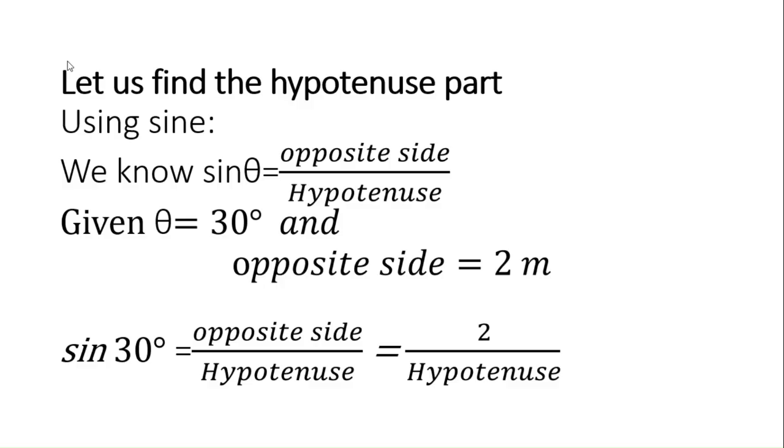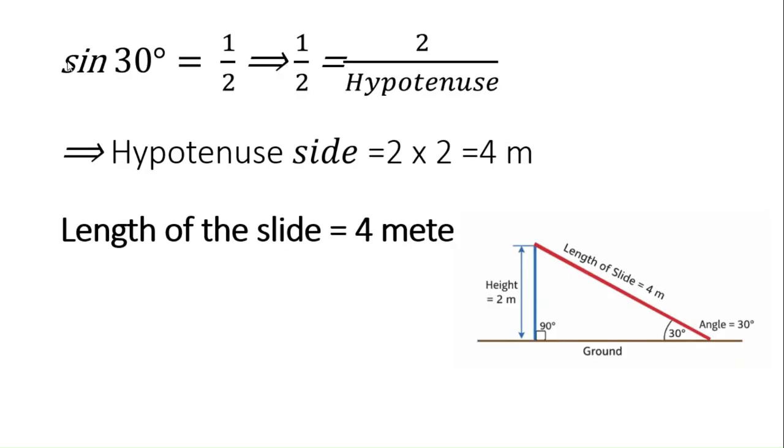We know the value of sine 30. Sine 30 is equal to 1 by 2. So we are equating sine 30 with opposite side by hypotenuse. So 1 by 2 is equal to 2 by hypotenuse. After simplifying, by transposing the terms, hypotenuse will become 2 into 2, that is nothing but 4 meters. So the length of the slide becomes 4 meters here.